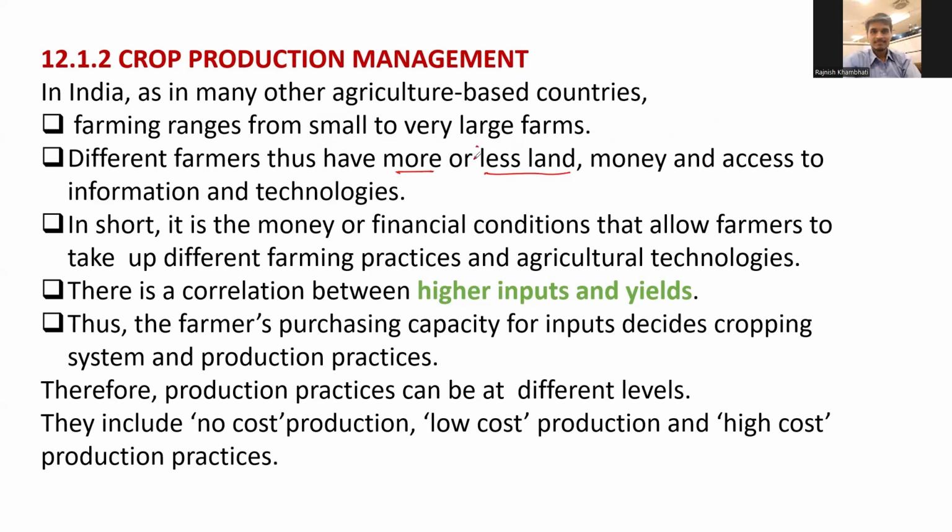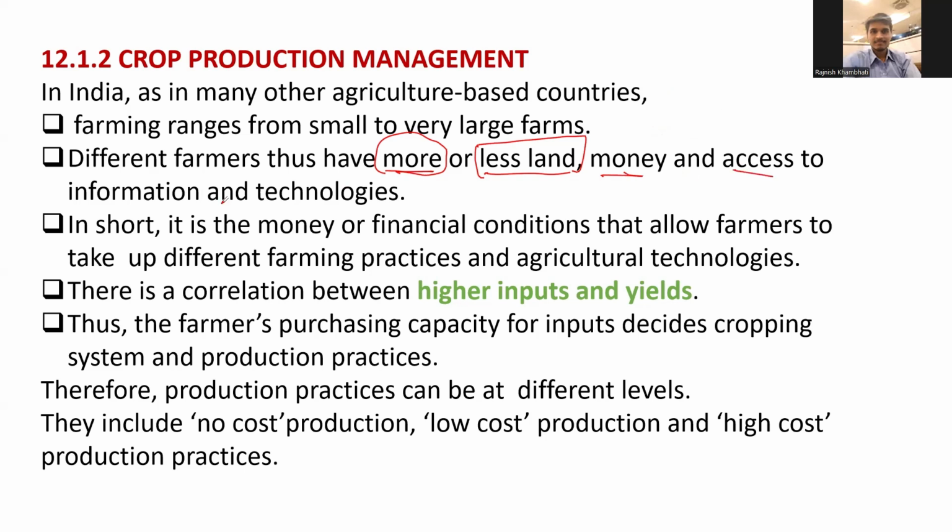Why are we talking about less land and more land? Here, if you have less land, you will be earning less. And if you have big land, you will be earning more money. And when you have more money, you can add more money to your farming. A small farmer cannot add more money into the farming, whereas the large farmer can earn more money, so that they can add more money into the farming.